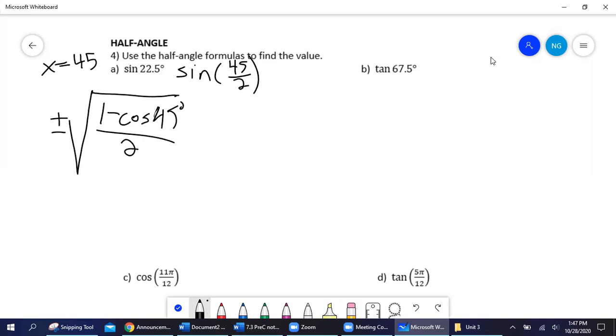Now, is it positive or negative? This is based off of the actual original problem. 22.5 is in quadrant 1. Everybody's positive in quadrant 1, so this is going to be positive. I don't really need the plus sign there, but just so you know, I'm not going to say plus or minus in the end. It's one or the other. So now, after I do this, the cosine of 45 is root 2 over 2.